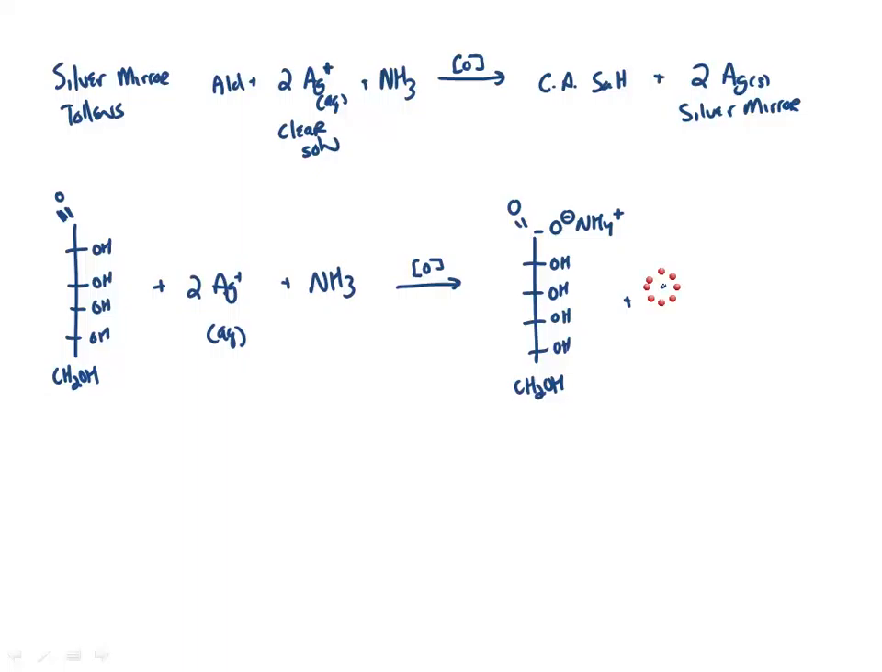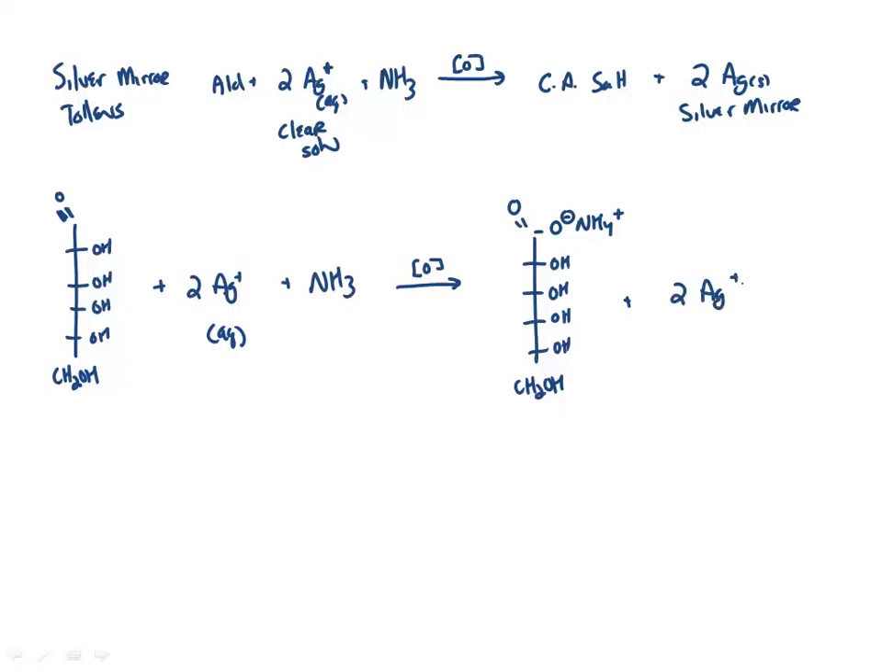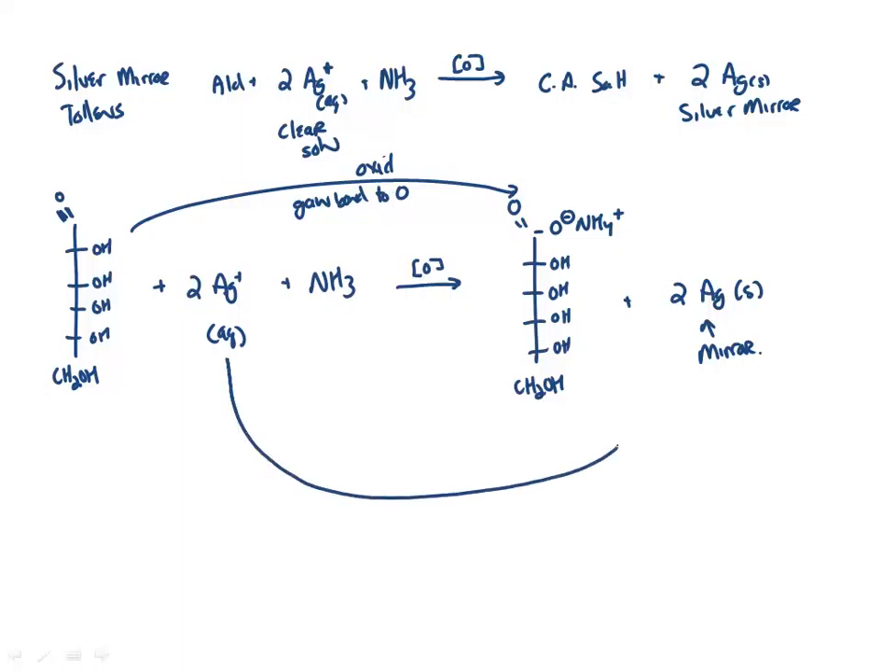And I make 2 Ag, not plus on this side, solids. And that's our mirror. And again, our aldehyde gets oxidized. That's pretty easy to see because we gain a bond to oxygen. And there's really only one other thing left in the reaction. Our silver gets reduced because it goes from silver +1 to just silver with a little 0 there, meaning each silver gained an electron.